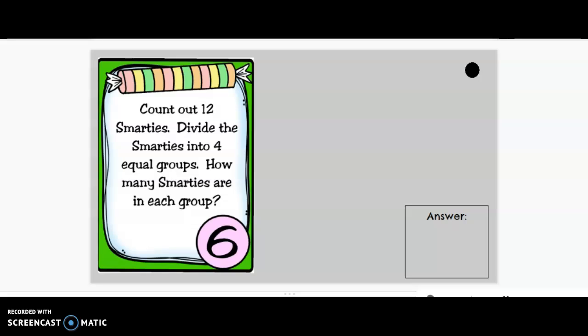Count out 12 Smarties. Divide the Smarties into 4 equal groups. How many Smarties are in each group? The first thing that I'm going to do, boys and girls, is I'm going to count out my 12 Smarties.